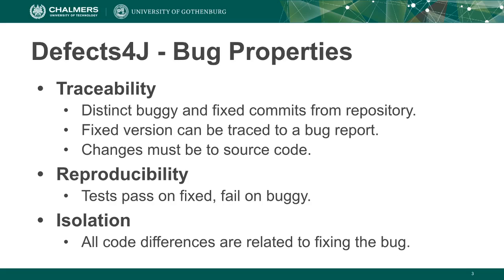Second, every bug is reproducible. All tests pass on the fixed version, and at least one of those tests fails on the buggy version, exposing the bug. And third, each bug is isolated. The buggy and fixed versions differ only by a minimal subset of changes, all of which are related to that bug. That is, the difference is free of unrelated code changes like refactoring or feature additions. When we add bugs to Defects4J, we perform a manual cleaning process to ensure that the unrelated code changes are removed.